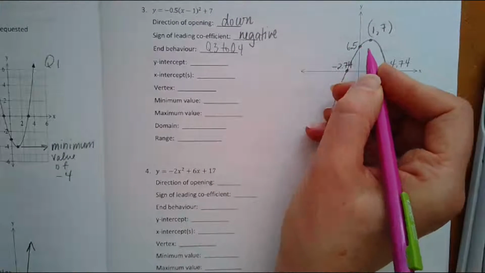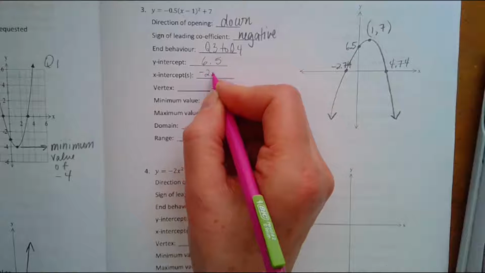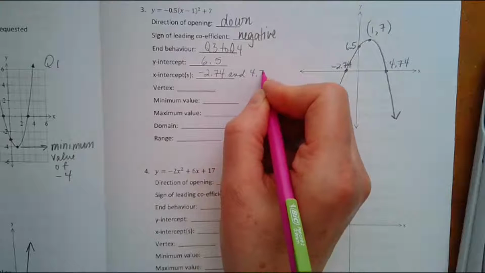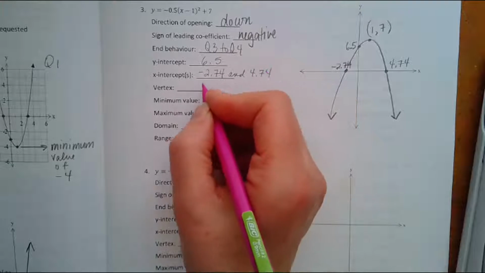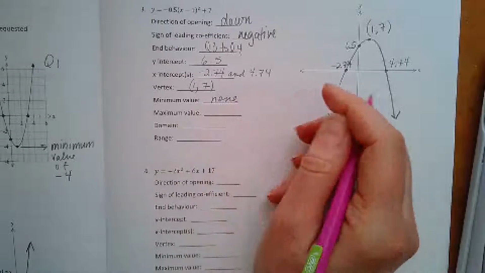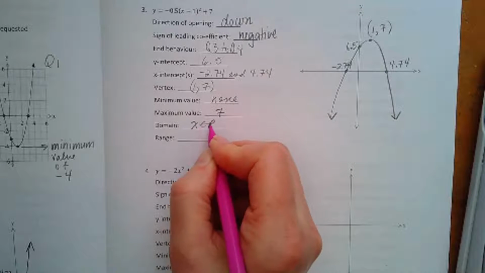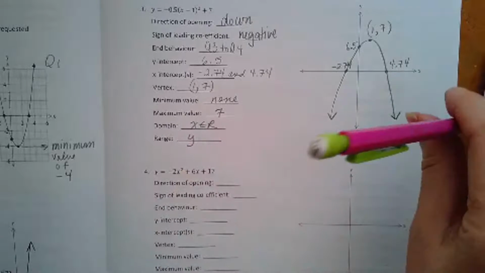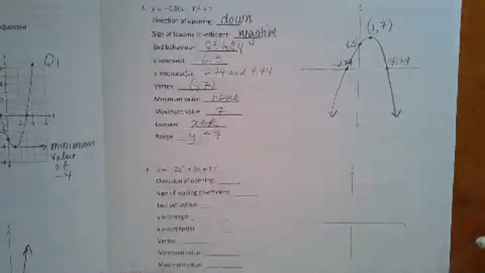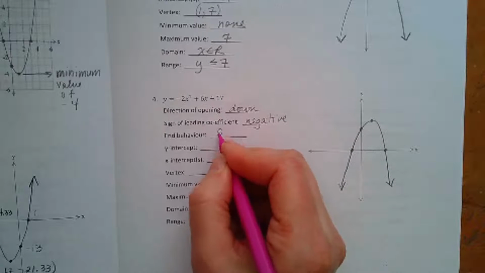Okay, so let's just interpret this. Y-intercept was 6.5. X-intercepts negative 2.74 and 4.74. The vertex is 1, 7. There is no minimum value because it's a downward parabola. So the maximum value is 7. The domain is x is an element of the reals, like always. And the range, well, y is anything less than or equal to 7. Negative leading coefficient. End behavior is 3 to 4.